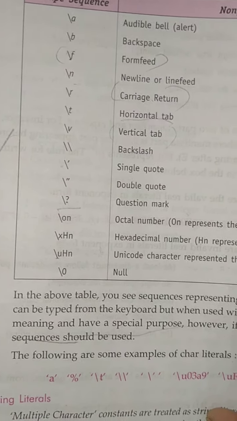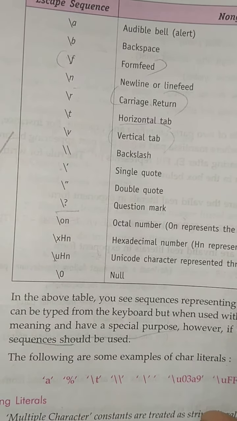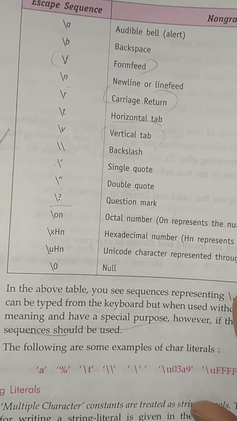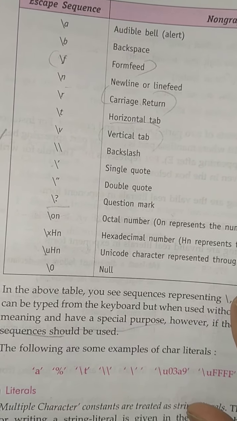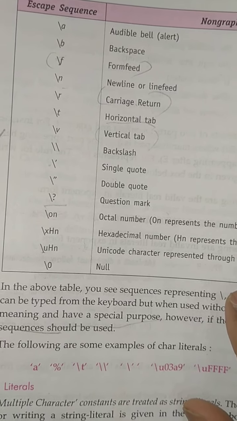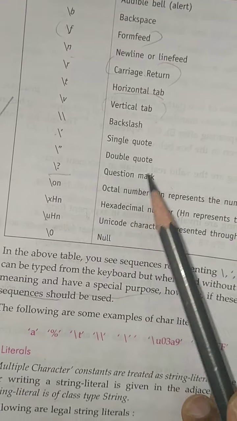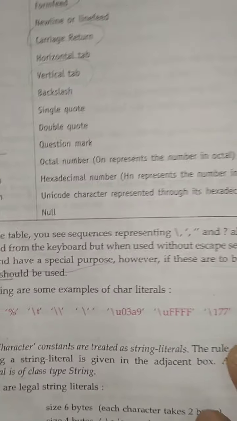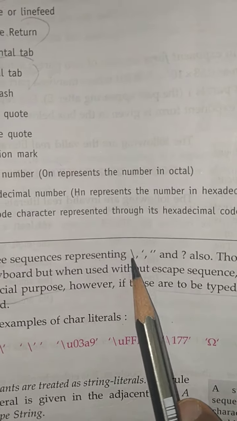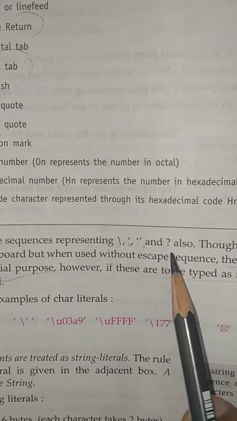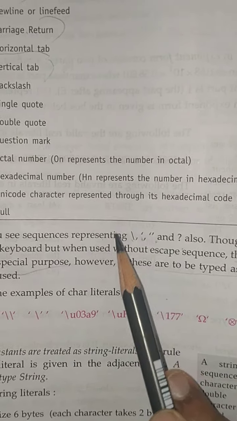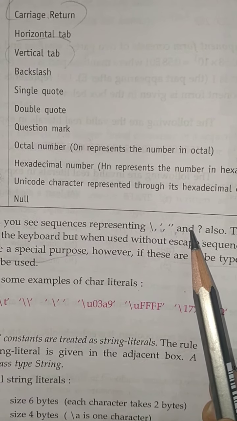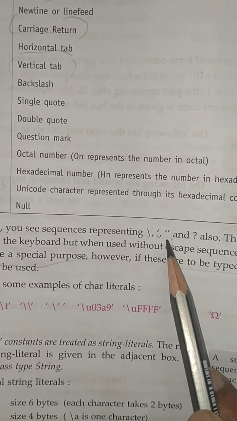Next one, \t, horizontal tab. Then \\ backslash, and \' single quote, \" double quote, \? question mark. See, in this table, you can see sequences representing single quote, double quote and question mark also. These can be typed directly. Then why do we use escape sequences to print these?